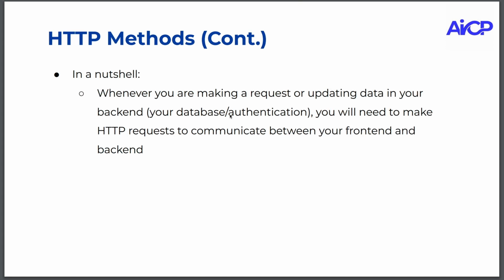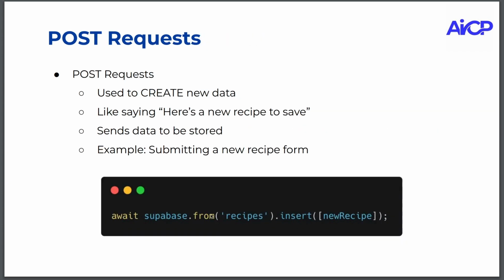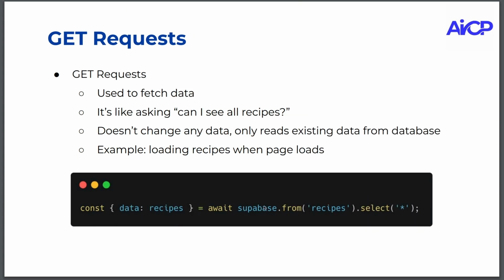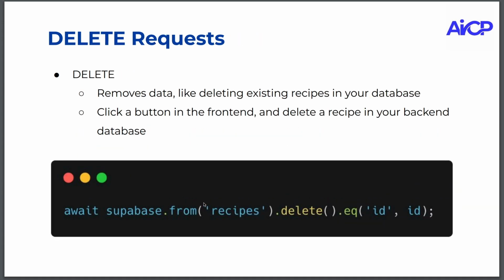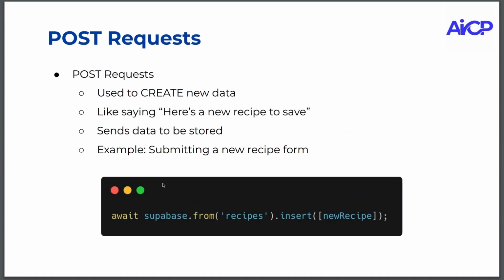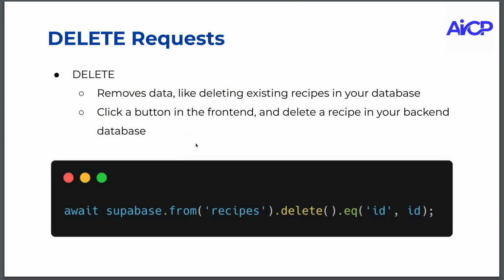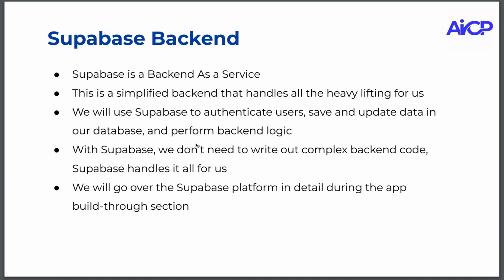So all we need to do is just make these requests to Supabase, which is a lot simpler than creating your own routing files and creating API endpoints for you to update this automatically. So with these simplified HTTP requests, it's just one line of code to connect to Supabase and have them either create, read, update, or delete data for us. So we'll go over the Supabase platform in detail during the app build-through section, so you'll know how to set up Supabase properly, how to use Supabase to authenticate users, and how to use Supabase as an external database so that it can store data for your users.